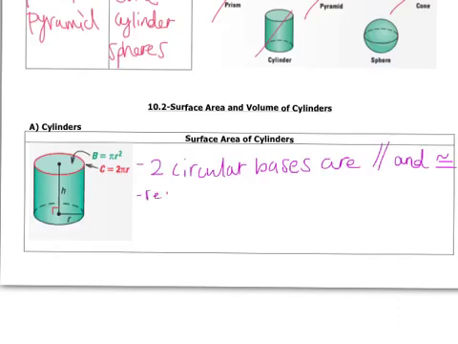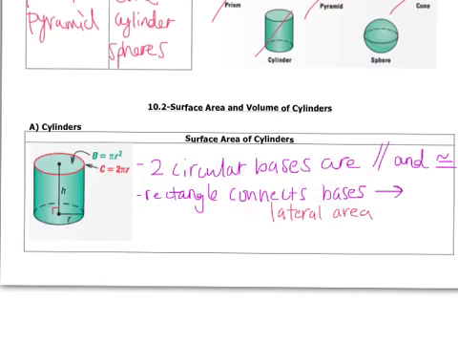The rectangle that is wrapped around those two circular bases and connects the bases is what we call the lateral area. The lateral area. And again, we came up with this: the surface area formula of a cylinder is 2 pi r squared plus 2 pi r h.